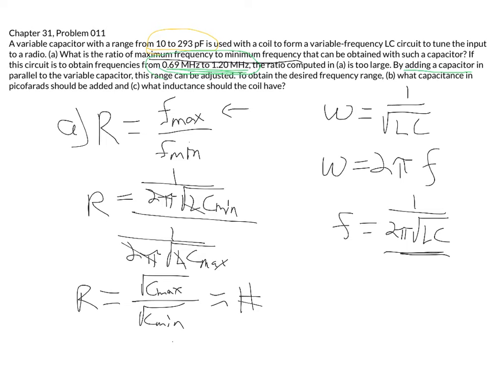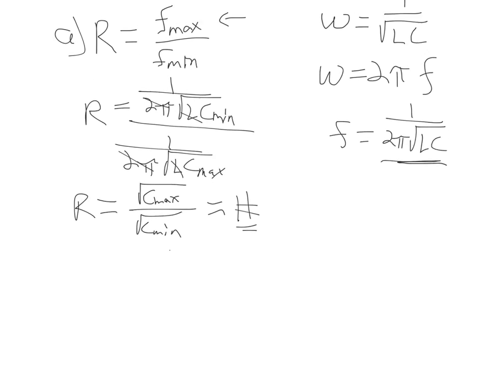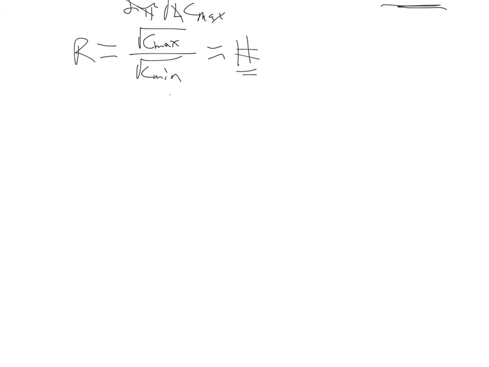All right, so then part B. Now we're told that we want this new range, which gives us a different ratio than what we found in part A. And in order to achieve that, there must be a capacitor in parallel. So let's scroll up here to see what we can do for part B.